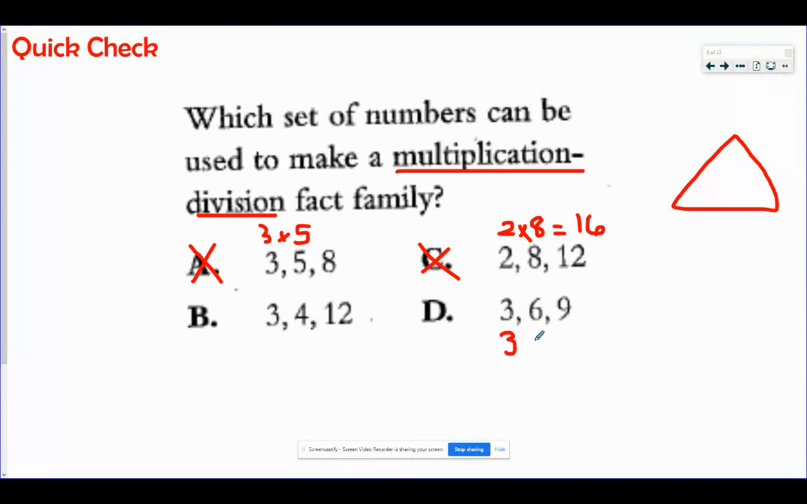3 times 6 is 18. 3 plus 6 is 9, but we're looking for multiplication again. So let's look at 3, 4, and 12. Is 12 divided by 3 4? Sorry about my writing, I'm doing it with a mouse. Yes. Is 12 divided by 4 3? Yes. Is 3 times 4 12? And is 4 times 3 12? Yes. So the answer is B.